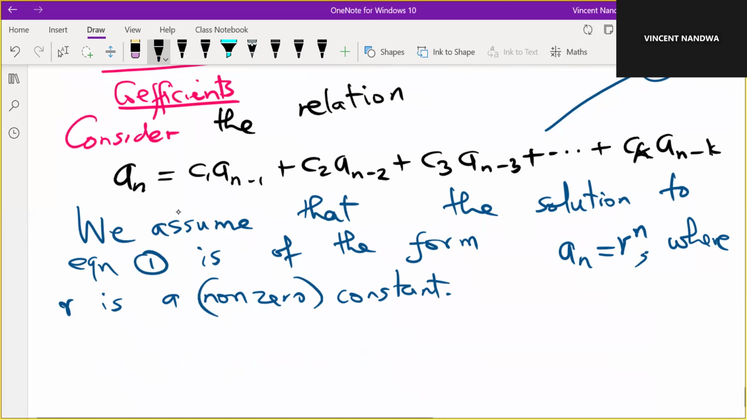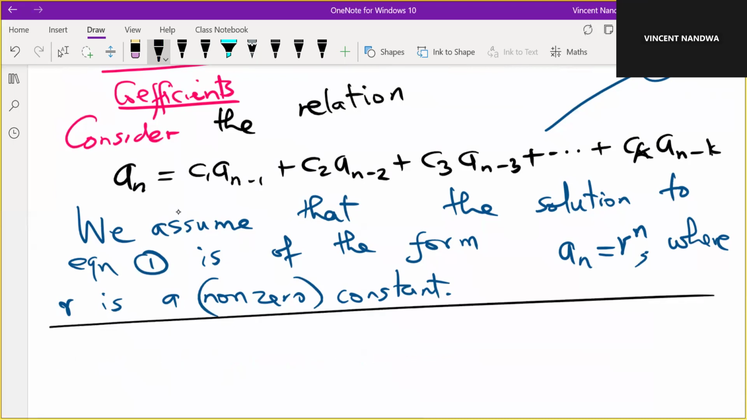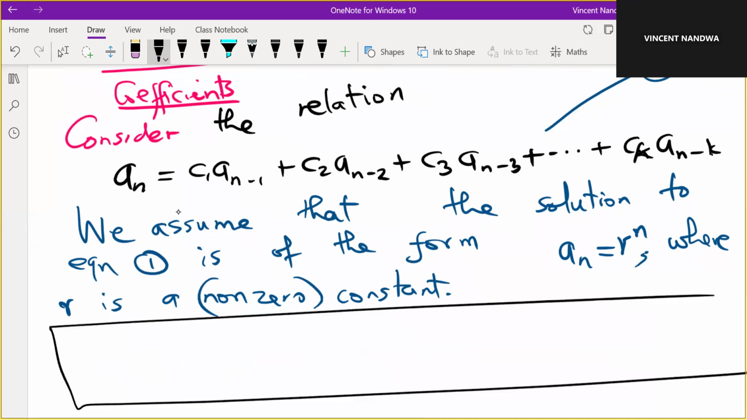So if we are saying that a_n is r to the power n, what would be the value of a_(n-1)? In terms of r, how will the solution look like? If a_n is r to the power n, what is a_(n-1)?